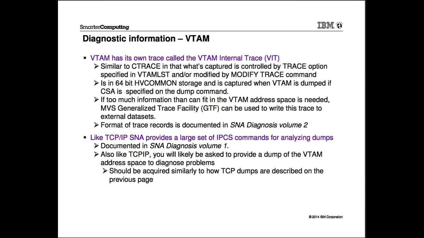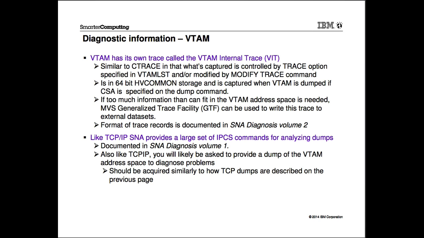If there's more information than can fit in the VTAM address space, like most traces, this trace wraps. So if the trace gets too long, stuff's happening too fast, and your problem gets wrapped over, there's also the MVS generalized trace facility that writes this trace to external data sets. We didn't have to provide that for CTRACE because CTRACE provides its own data set writing facility. And the format of VIT trace records is documented in the SNA Diagnosis, Volume 2.